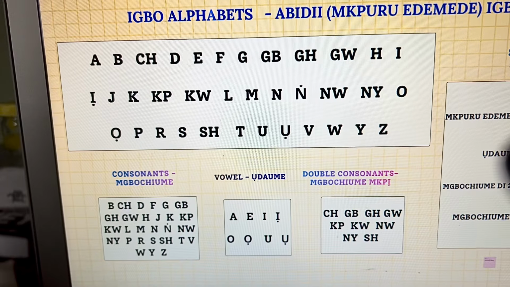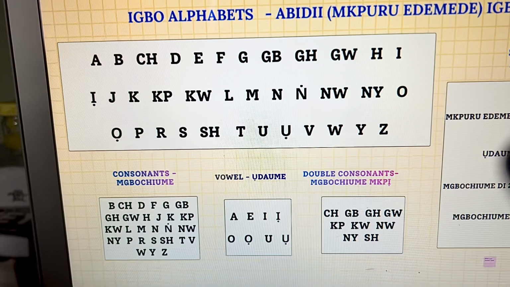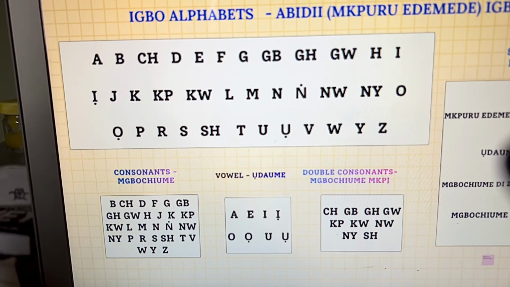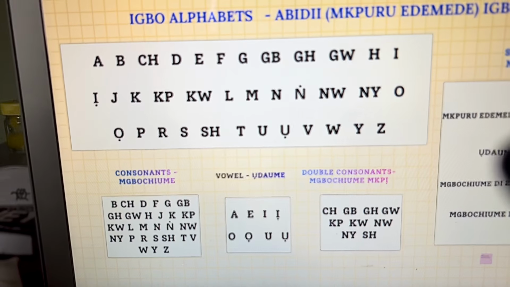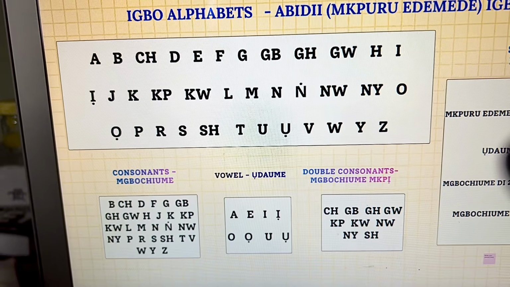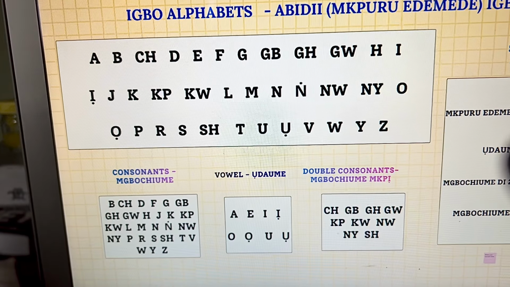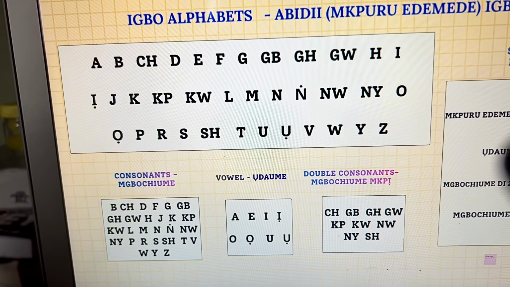So continue to pronounce these letters. Continue to play the video and practice pronouncing them. If you master how to pronounce these alphabets, then learning the Igbo language will be easy peasy. Excellent. You are already on your way to reading Igbo and speaking Igbo.